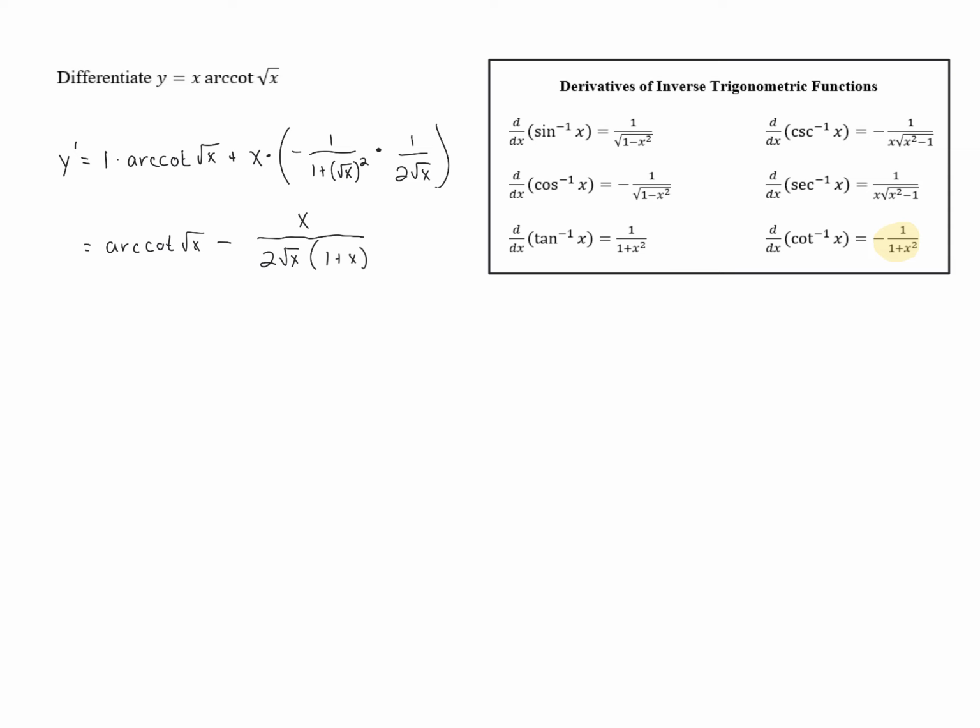Remember that if we have x, that's the same as the square root of x times the square root of x. So we can actually cancel out a square root of x in the top and bottom. And that's going to turn this top into just root x. It's one less thing written in our answer, so it's a little bit simpler. So this is going to be arc cotangent root x minus root x over 2 times 1 plus x. That is a little bit simpler than what we had before. There's a little bit less writing there.